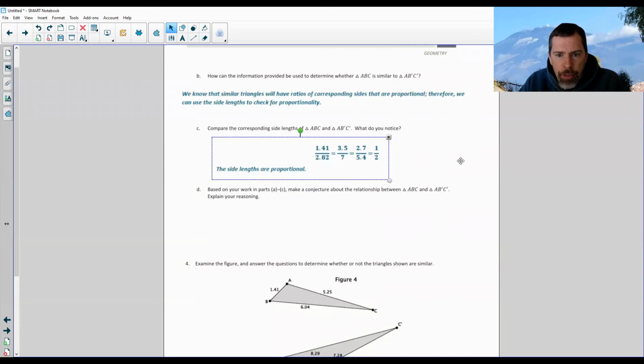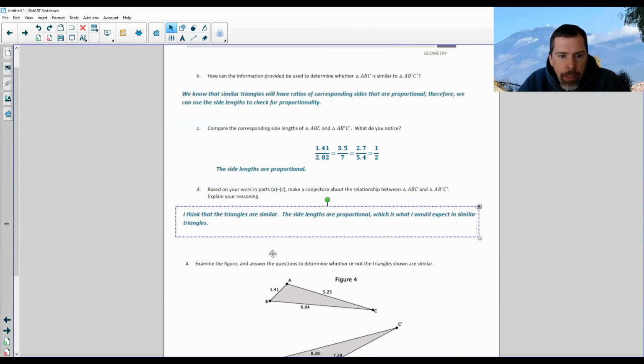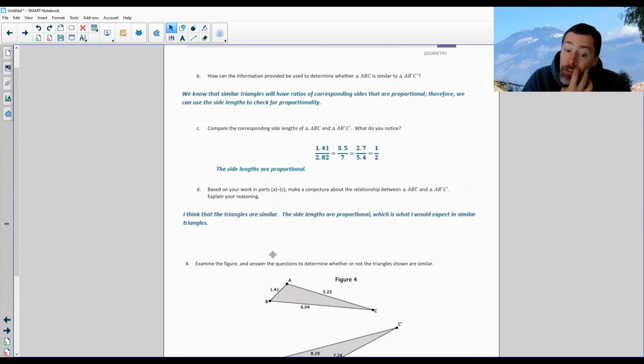So here's what we noticed. I'm just making it neater by the typed version. And we have all the side lengths equal, and they end up all being equal to 1/2, and that is our R, our scale factor. D says, based on your work in parts A through C, make a conjecture about the relationship between these two triangles. So with that information, knowing the sides are proportional, I would then say, I think the triangles are similar. The side lengths are proportional, which is what I would expect in similar triangles.